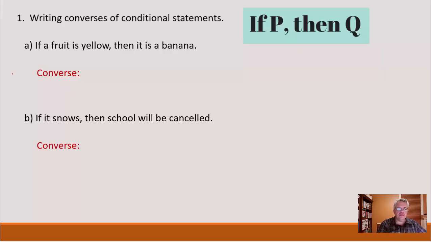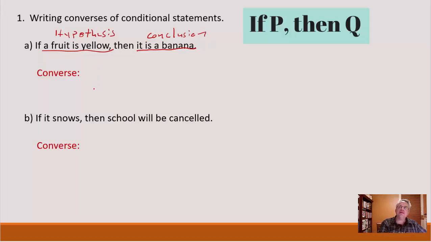All right, the first part here, the if part, if a fruit is yellow, that is known as the hypothesis. Okay, my writing's pretty bad here. And this part, the then part, sometimes the then isn't there, but the second part is called the conclusion. Okay, so the hypothesis is if the fruit is yellow, the conclusion is it is a banana.